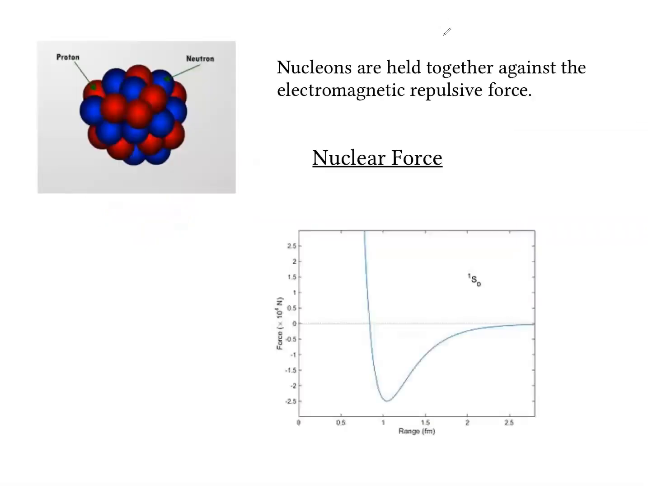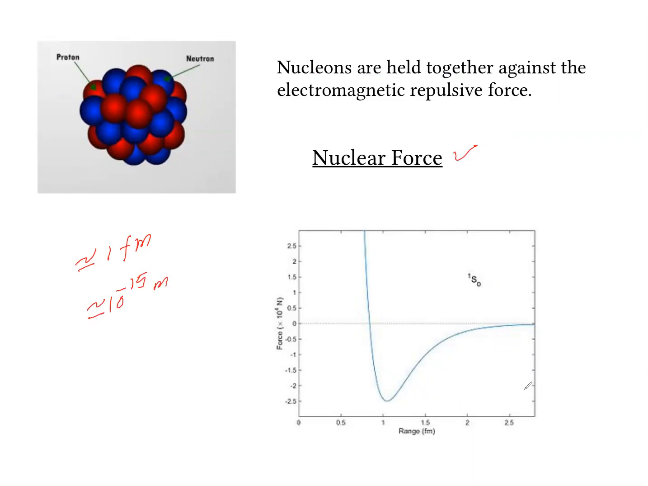So that force is called the nuclear force, which binds the nuclei, protons and neutrons, together. So experimentally, the nuclear force looks like this, with this being the range, the distance. If the size of the proton or nucleon is about 1 Fermi, which is about 10 to the power minus 15 meter.